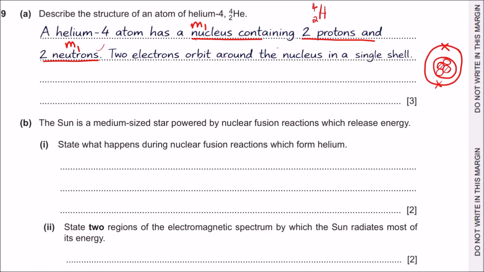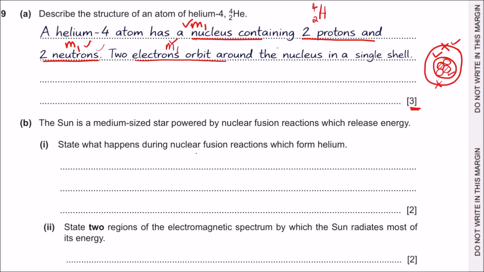2 electrons orbit around the nucleus in a single shell. The number of electrons is equal to the number of protons, so this becomes method mark 1, to give us a total of 1, 2, 3. Now we have 3 out of 3. We mentioned the nucleus, its constituents, and the number of electrons and their location.